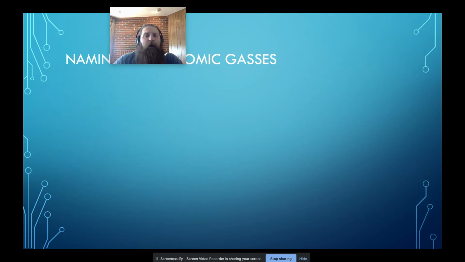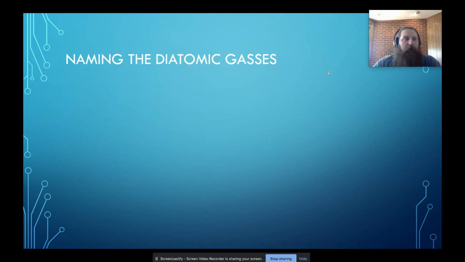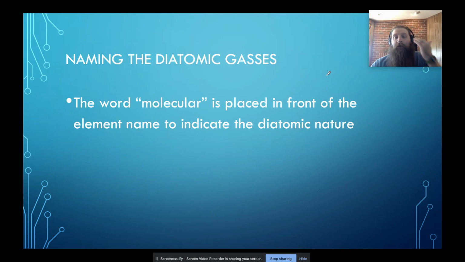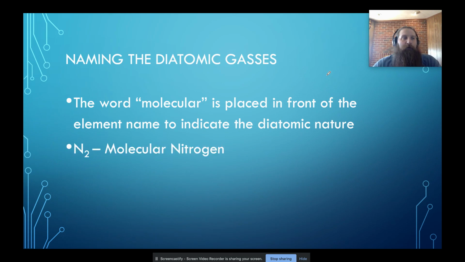Now, when we name our diatomic gases, you use the word molecular in front of them. That indicates it's a molecule, not an atom. So N2, you would say molecular nitrogen. H2 would be molecular hydrogen, etc.